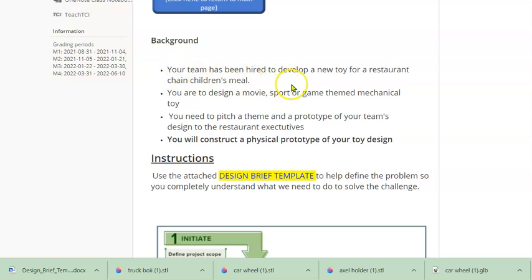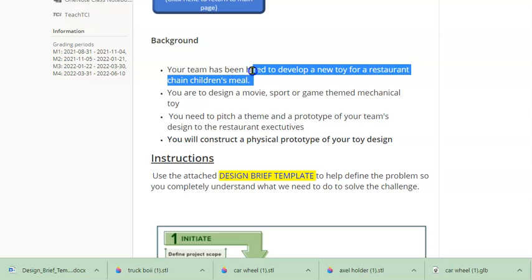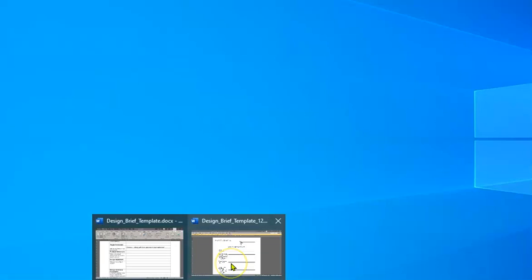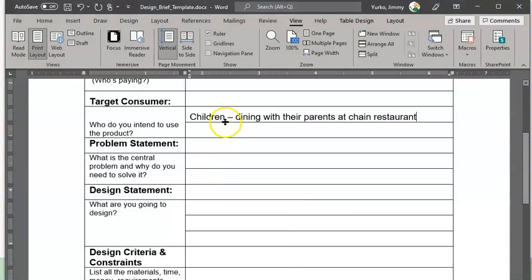So your team has been hired by a restaurant chain. You design a movie theme or game theme mechanical toy. You need to pitch a theme. So all we know here is that they want a toy for a children's meal. So obviously they have it in their mind that this is the problem they're trying to solve, that their problem will be solved by that. And so we've got to think about what problem can be solved by this children's meal. Well, let's see.